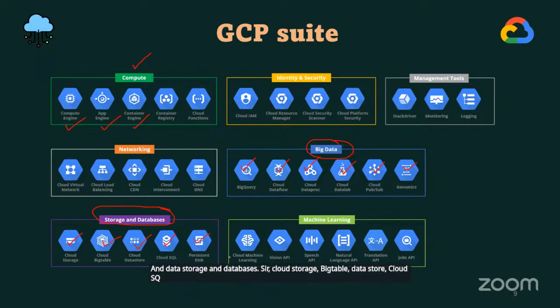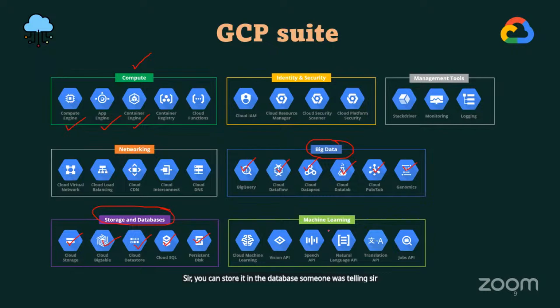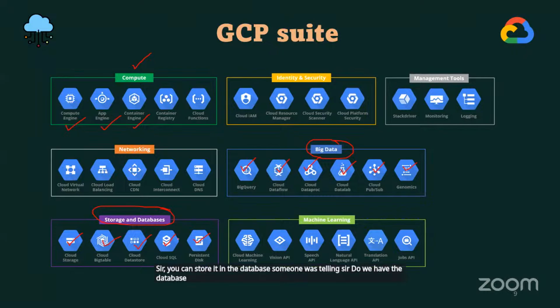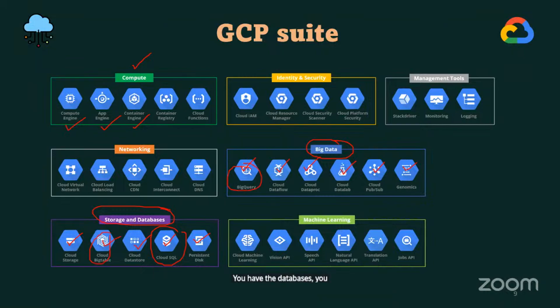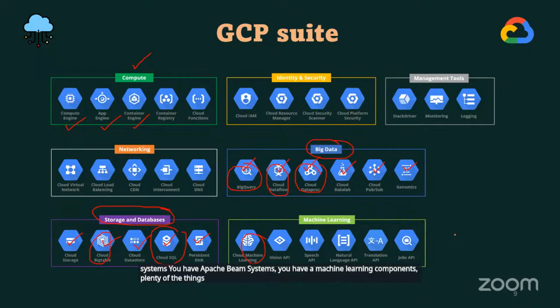Someone was asking, when I give you some 100 GB of data, sir, how can I store it? Someone was saying, sir, you can store it in the database. Sir, do we have databases available in Google Cloud? Yes. You have the databases, you have the data warehouses, you have Spark systems, you have Apache Beam systems, you have machine learning components, plenty of things. Sir, I wanted access control; the access control features are also there. So everything is there in Google Cloud Platform.